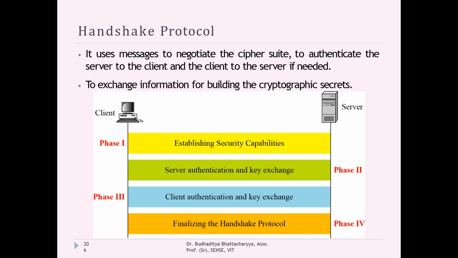So you can see from the details of handshaking, there are 4 phases. First, establishing the secure capabilities between the client and the server. Second, server authentication and key exchange. The client should know about the server. And third, client authentication and key exchange. The client also should send the information for authentication, that yes, I am the intended user.